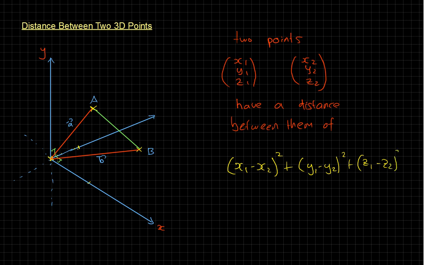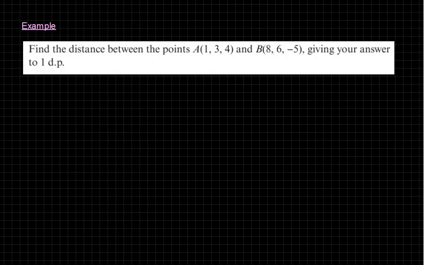Okay, so that is the distance between two 3D points, which makes sense. It's an extension of the 2D case, where you take the difference between the two points and then find the magnitude of that differenced vector. Okay, let's look at a specific example then.